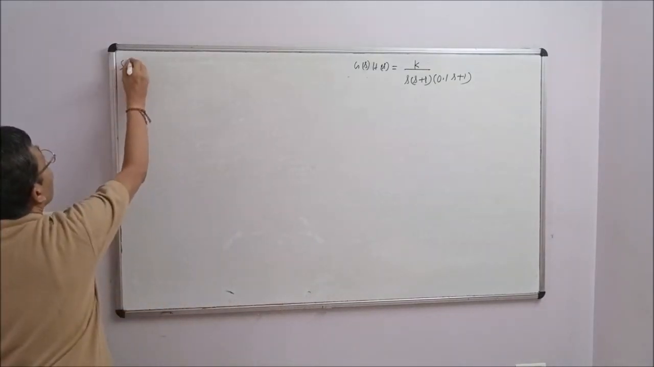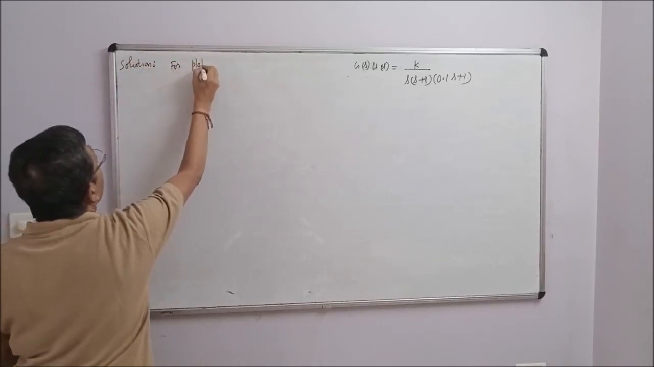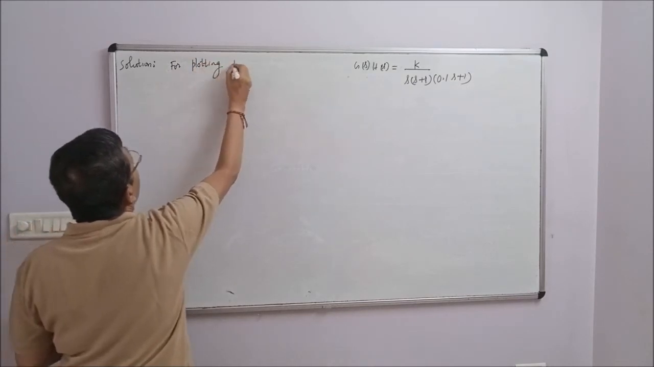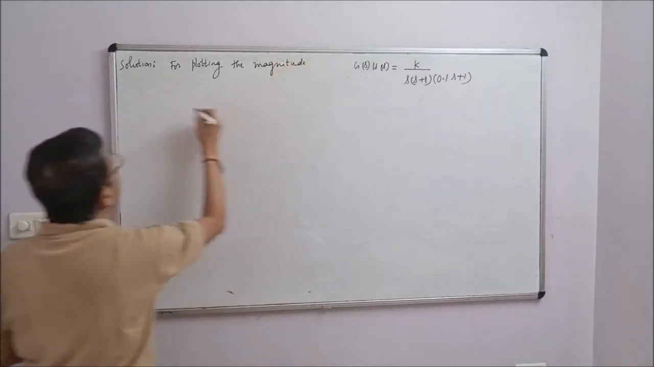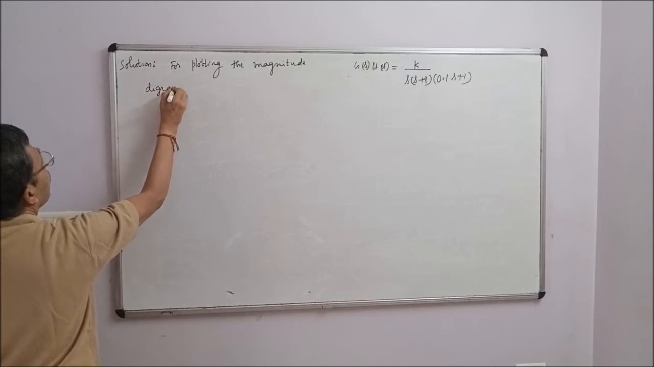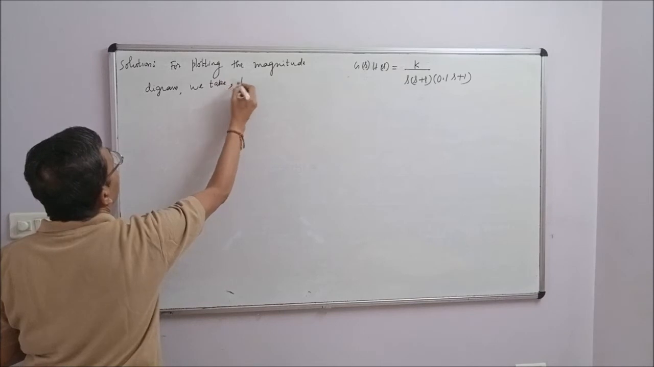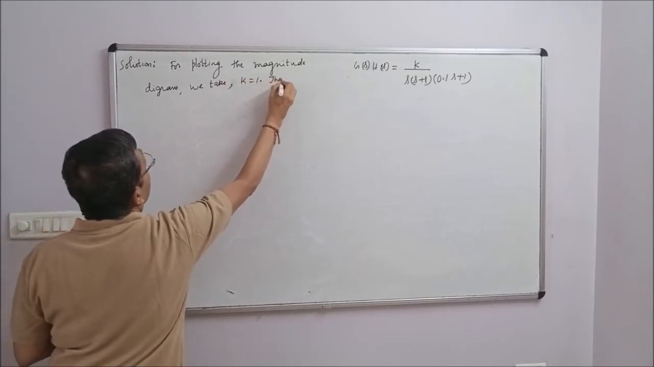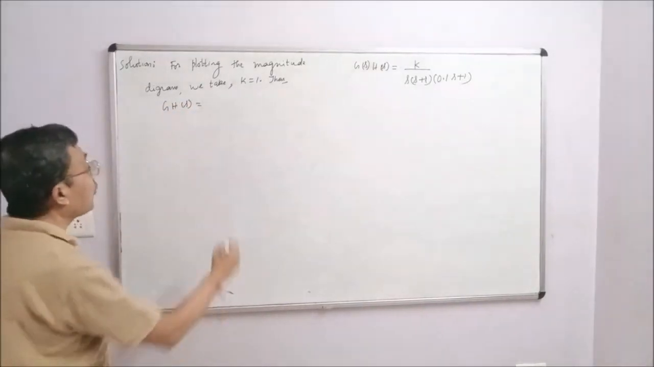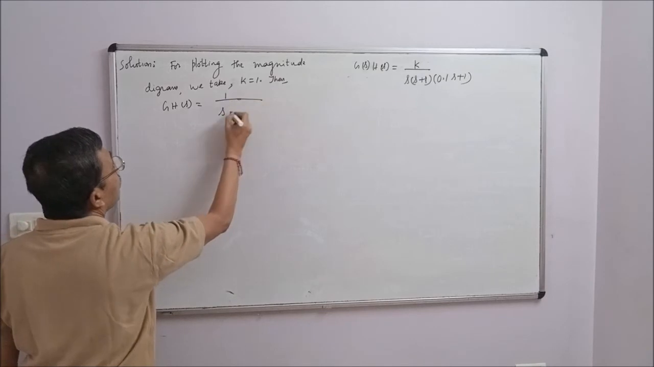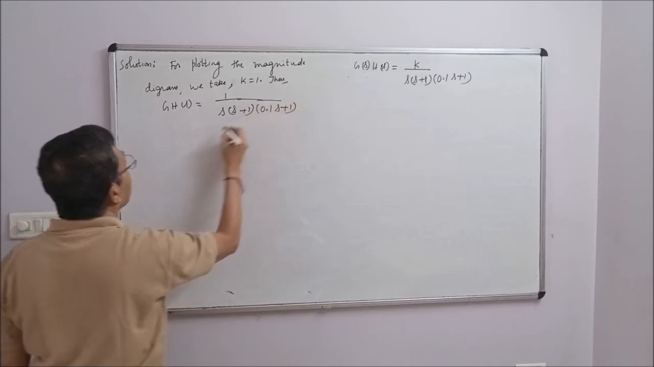Solution. For plotting the magnitude diagram, we take K equal to 1. Then GH of S, again repeat, is same as G of S, H of S, equals 1 over S into (S plus 1) into (0.1 S plus 1).